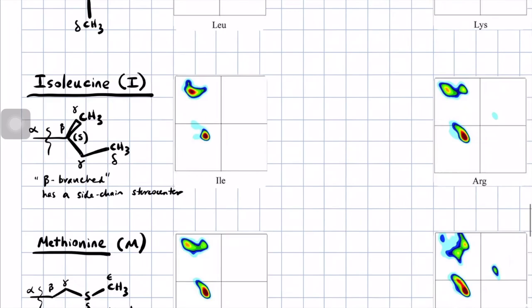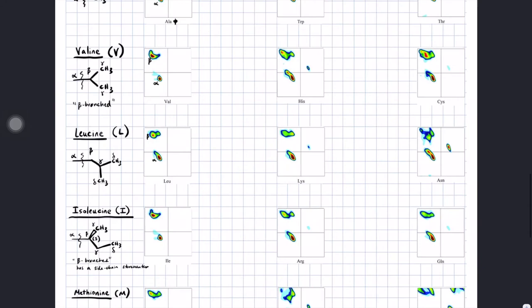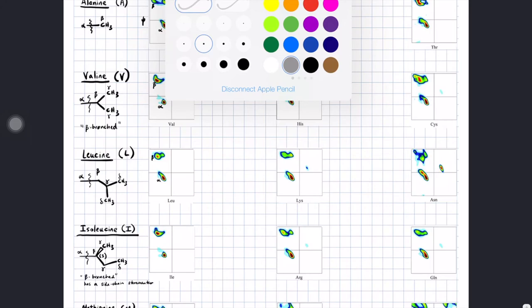And together, these amino acids that we've talked about so far are our non-polar amino acids. So I don't know what a good color for non-polar is. Let's just maybe go green.